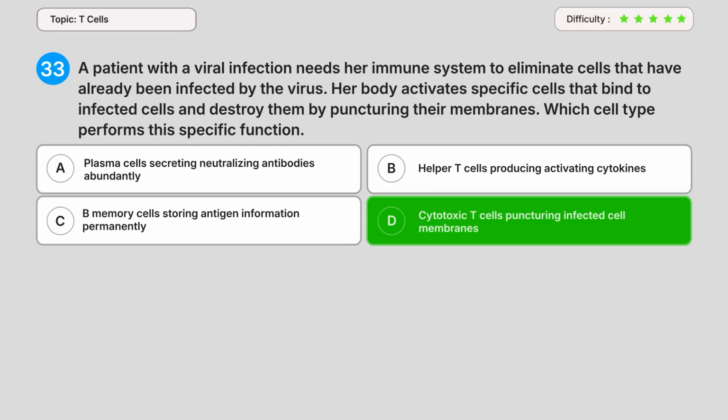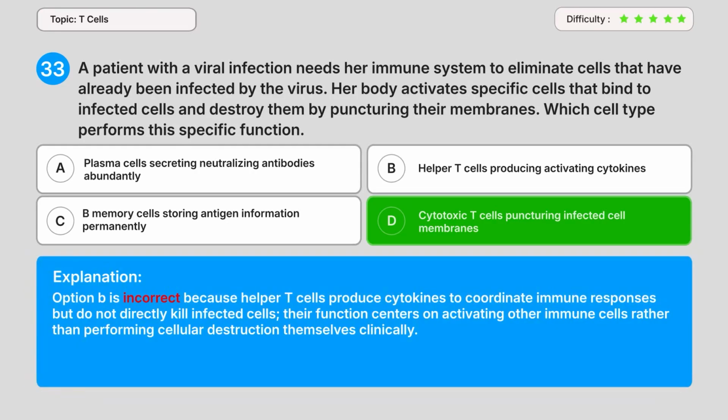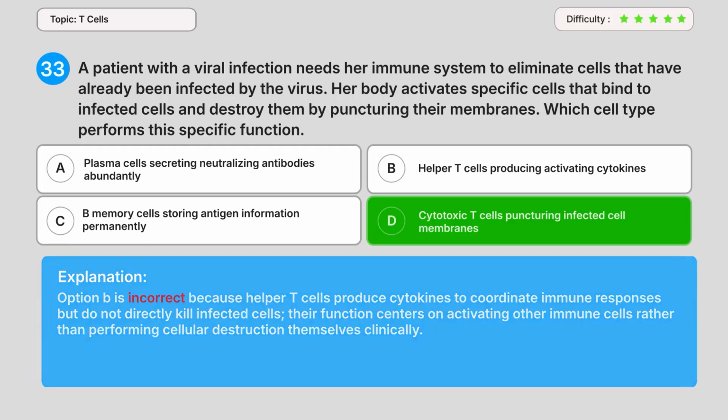Option A is incorrect, because plasma cells produce antibodies that neutralize free pathogens in circulation, rather than killing infected body cells directly. Their role involves tagging invaders, rather than destroying host cells that carry viral particles internally. Option B is incorrect, because helper T cells produce cytokines to coordinate immune responses but do not directly kill infected cells. Their function centers on activating other immune cells, rather than performing cellular destruction themselves clinically.